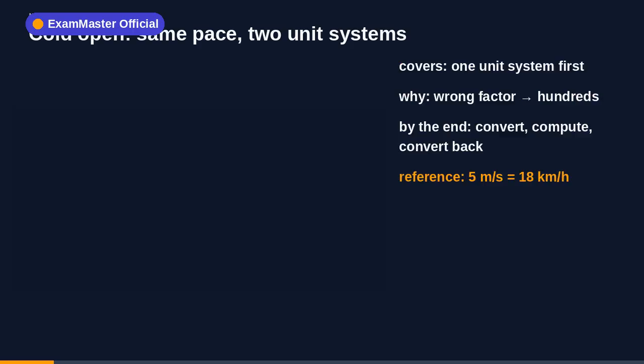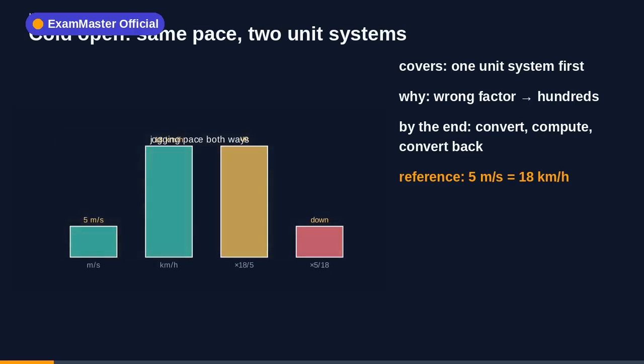Speed, distance, and time only stay honest inside one unit system. Today you will pick meters and seconds or kilometers and hours first, then convert with 5/18 or 18/5. By the end, you will carry the jogging reference. 5 meters per second equals 18 kilometers per hour, and catch the wrong way conversion that lands in the hundreds.